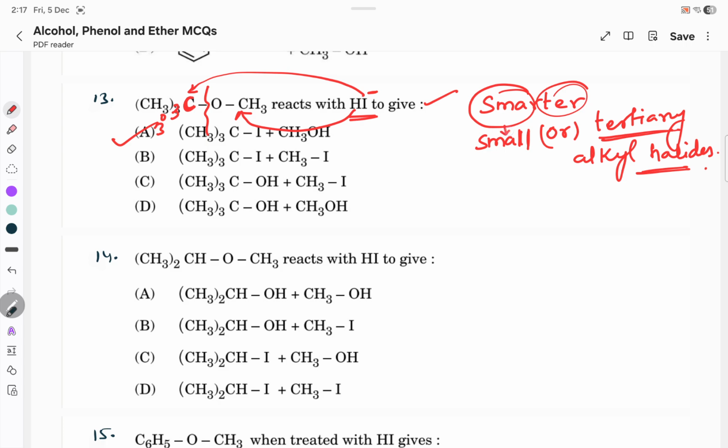So either methyl alkyl halide or tertiary. If tertiary is present, obviously it will follow that only. Tertiary carbocation is more stable than secondary, than primary. So option A will be the correct answer.